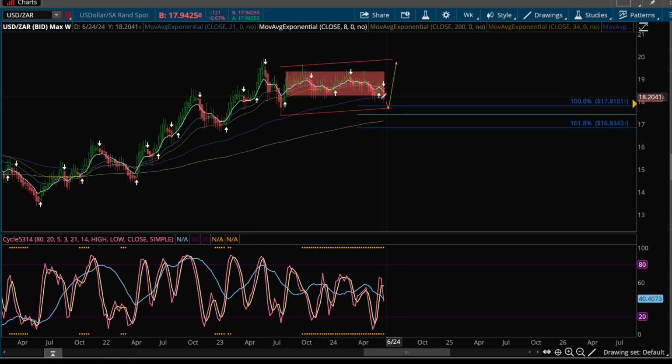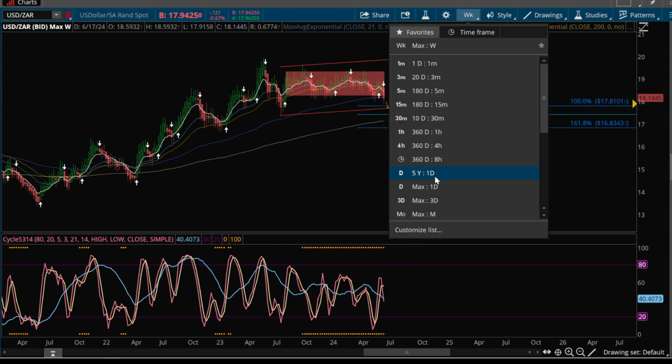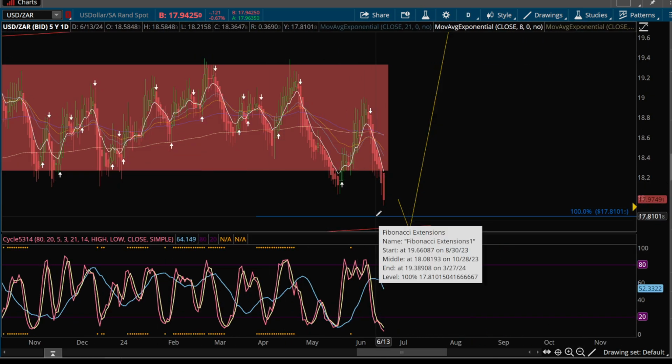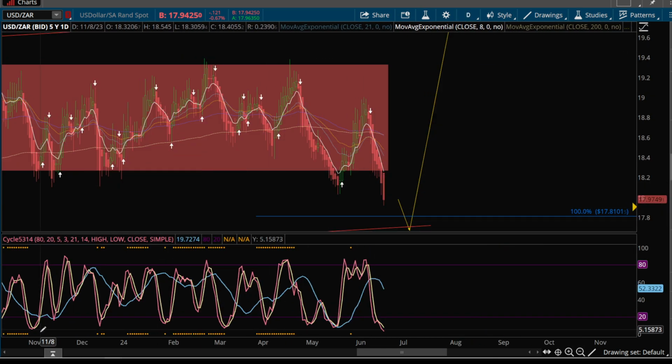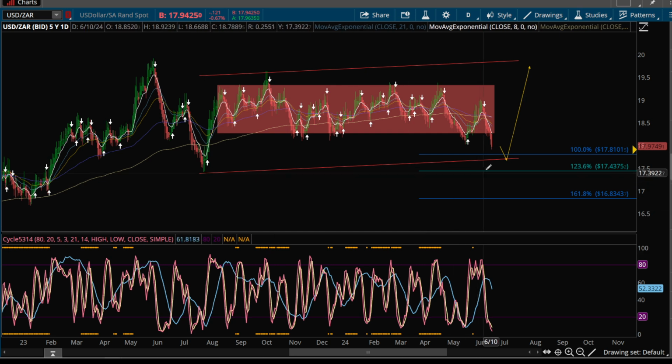So, nothing to do right at this moment. We still got our 100 down here at 1781. I think this is going to be a nice trade down here at this 100 for this wave up.